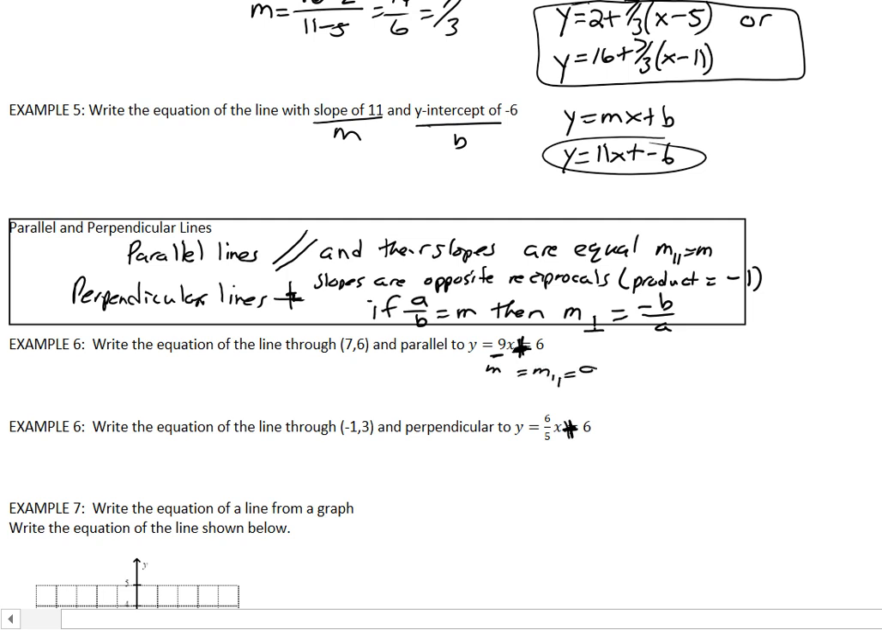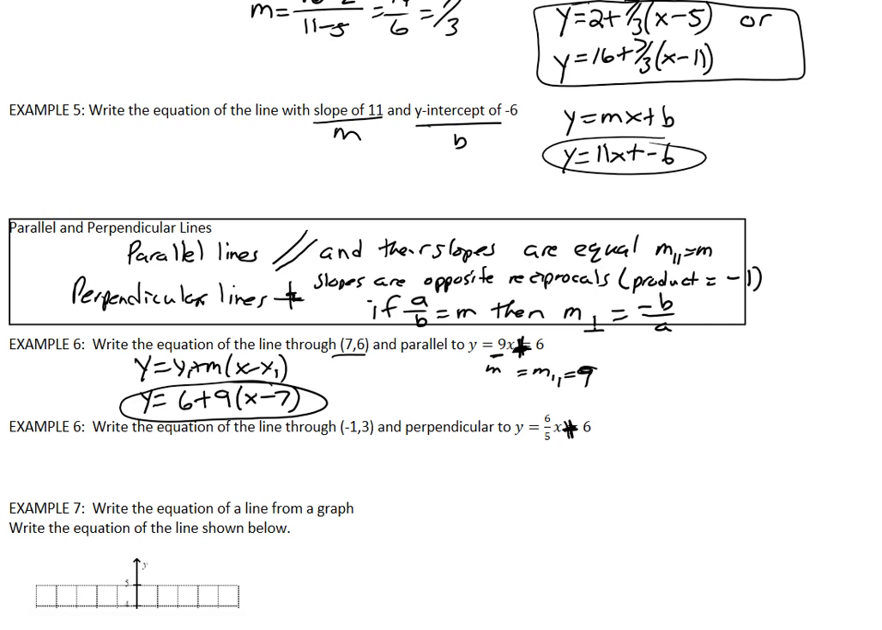And now I have a slope and I have a point, so I can use point-slope form. Well, that would be y equals 6 plus 9 times (x minus 7). That would be our answer. The slope is the same as that one, so we just pull the slope from that line and attach it to our new line.